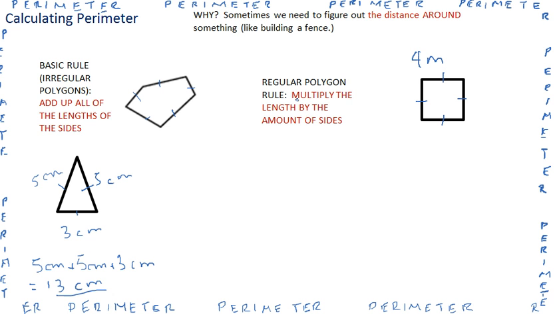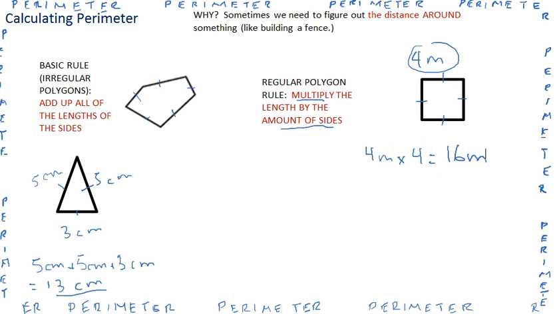I just have to be able to multiply the length by the amount of sides there are. So the length is 4 meters, and the amount of equal sides are 4. 1, 2, 3, 4. So 4 meters times 4 equals 16 meters. If this was a regular octagon, then I would do 4 meters times 8, because there's 8 sides in a regular octagon. If this was a hexagon, I would go 4 meters times 6, because there's 6 equal sides in a hexagon. So that will save you some time.